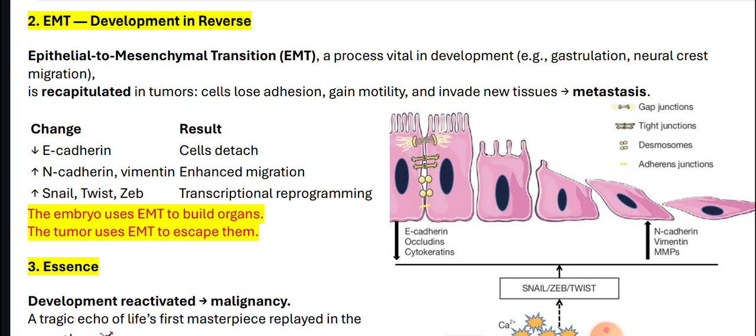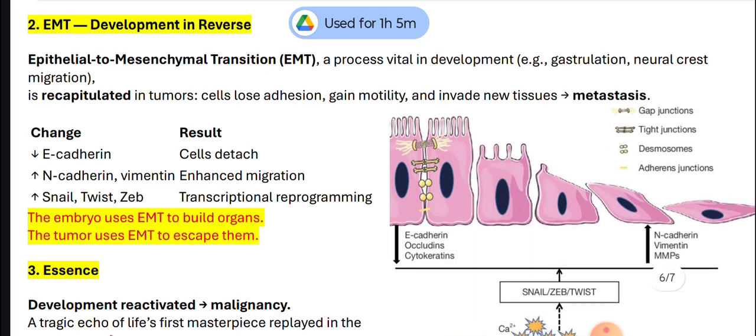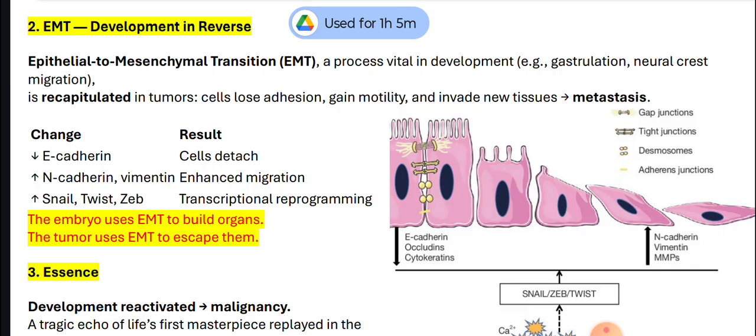Yes, the whole process requires a profound transcriptional reprogramming. Key transcription factors, often called EMT-TFs, like Snail, Slug, Twist, and ZEB, get activated. These factors directly repress E-cadherin expression and activate the expression of mesenchymal genes, orchestrating the entire transition. The sources draw a powerful contrast here. They do. The embryo uses EMT constructively to build tissues and organs. The tumor uses the exact same molecular program destructively to escape the primary site, invade, and metastasize. It's development literally running in reverse to achieve malignancy.